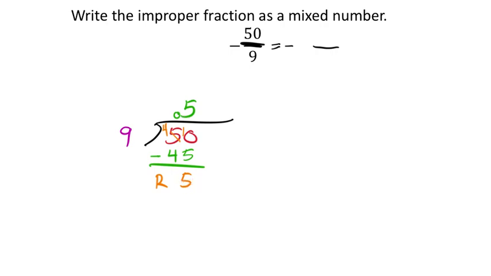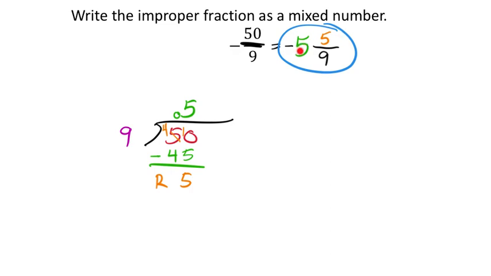So the 5 in green, which is our quotient, that's the whole number. The remainder is the numerator. And the denominator, which used to be 9, is still 9. And that's it. Now again, I had already put the negative in there, and I waited till the end to put the denominator, even though I could have done it from the beginning. It doesn't really matter as long as you put it in.